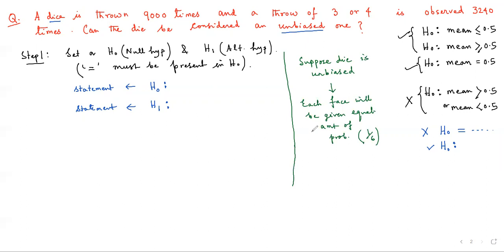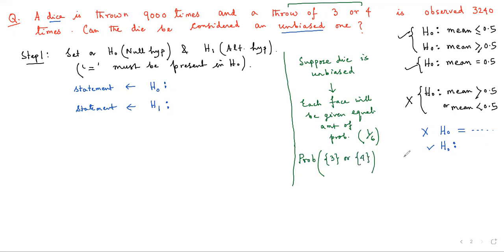Now, here the event that we are interested in is a throw of 3 or 4. So if someone asks what is the probability that when an unbiased die is thrown, a simple question, if an unbiased die is thrown, what is the probability of getting 3 or 4? You will immediately say the probability of getting 3 or 4 is as follows.